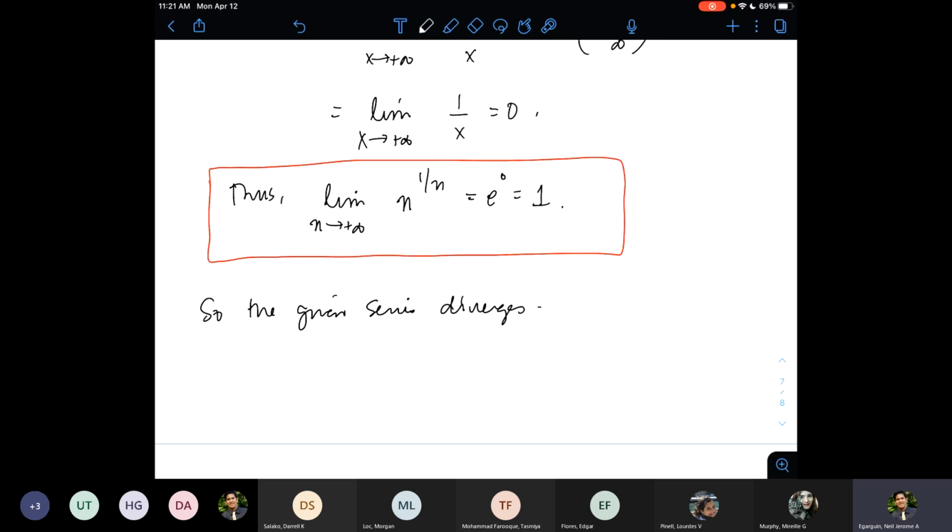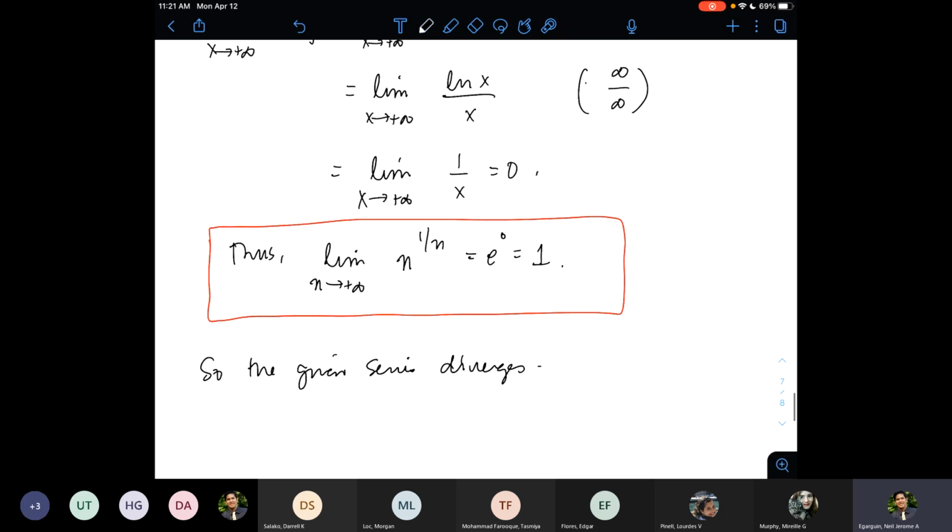Now, the thing about the ratio and the root test is that they are equivalent. If one of these two tests will have no conclusion, then the other will also not have a conclusion. So if you try the root test and it's inconclusive, do not try the ratio test, because that will also be inconclusive. So you need to go through another test.